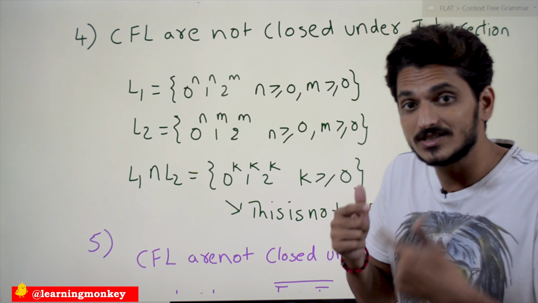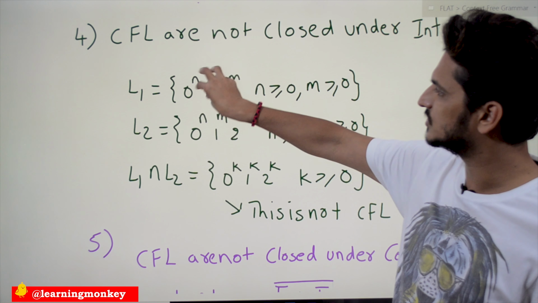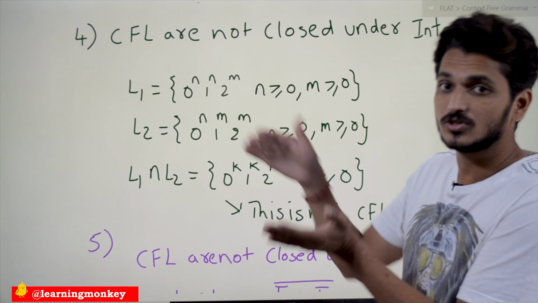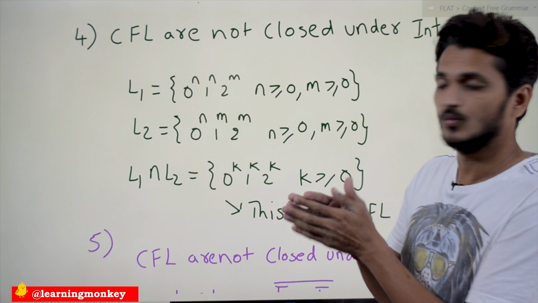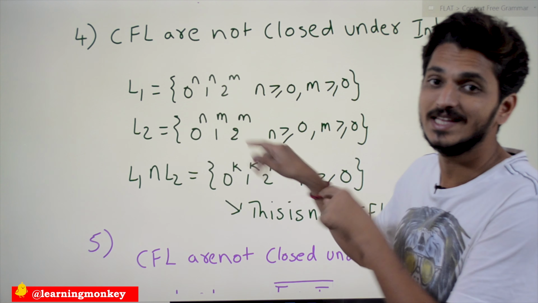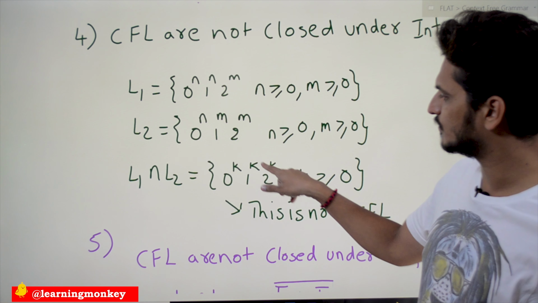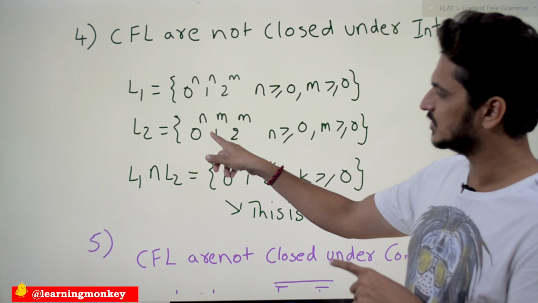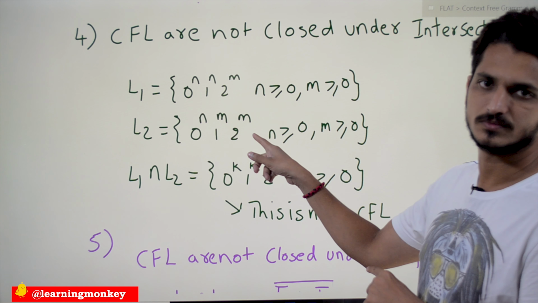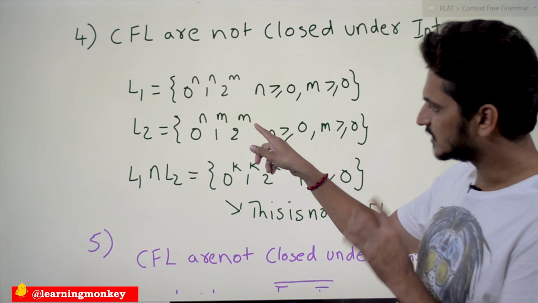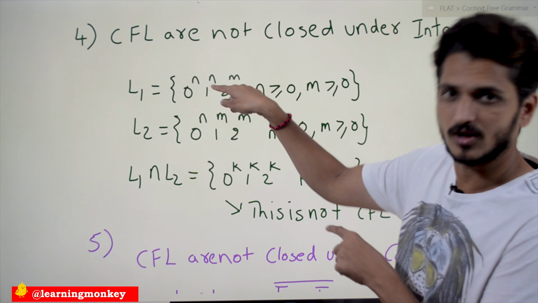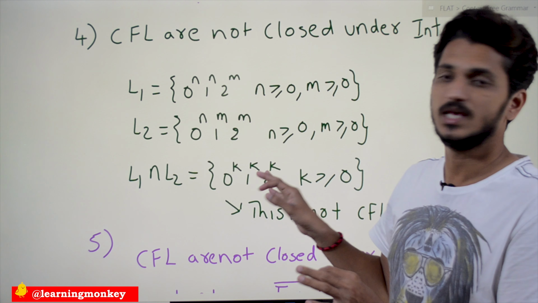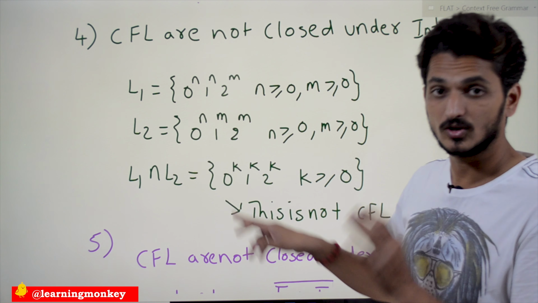But the intersection of these two languages means you take the common strings. Intersection means common strings. We will have only common strings in this format, 0 power k, 1 power k, 2 power k. You take one string, 2 zeros followed by 2 ones followed by 2 twos. That is the string which is common here also. Only those strings with equal counts will be in common.